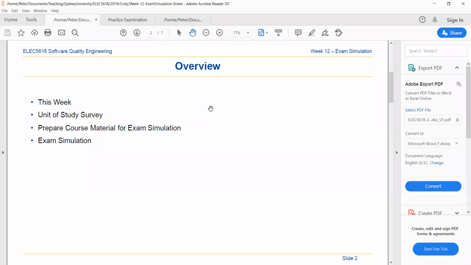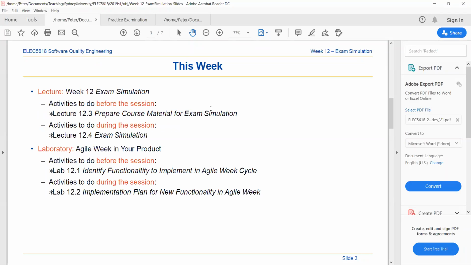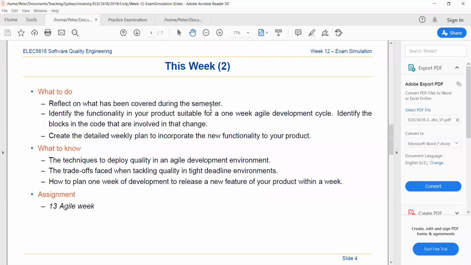And then preparation for the exam simulation. This represents the overview for today's session. So for this week in the lab, you'll still be working on your agile week. And this contains what you need to know and also what you need to do regarding your agile week, and also all the activities surrounding the agile development.